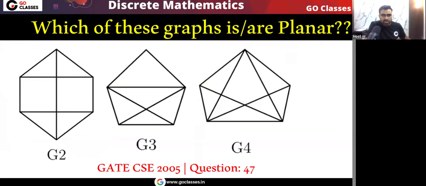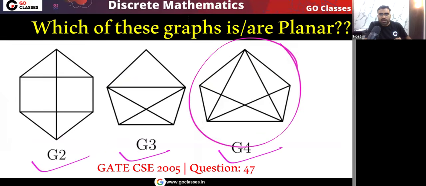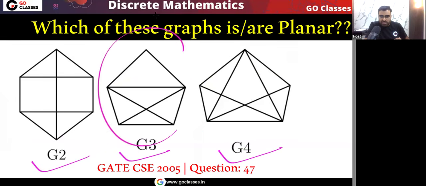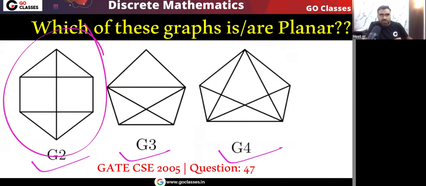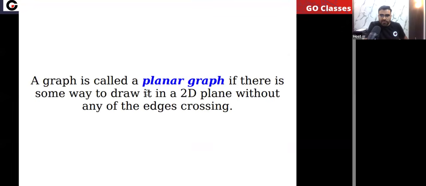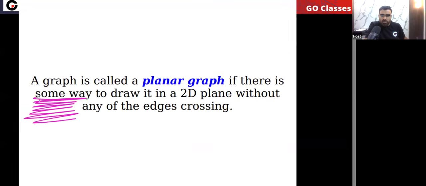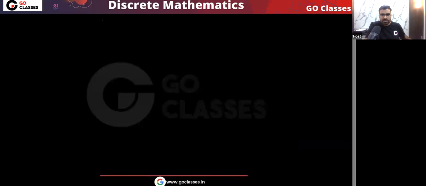I hope you understood. So in this diagram, remember, which is a planar graph? This is planar, this is planar, this is planar. Remember, this drawing has edge crossing, but I can draw the same graph without edge crossing. So they are planar graphs. So remember the definition of planar graph. Again, I am telling you, planar graph means there is some way to draw the graph without edge crossing. Okay, this is the definition of planar graph.